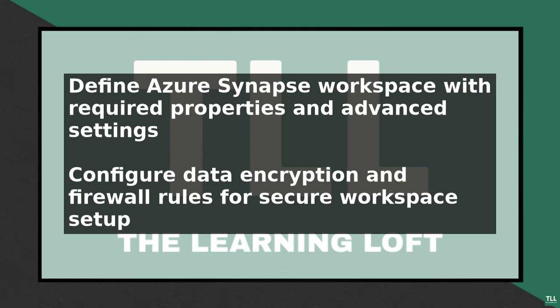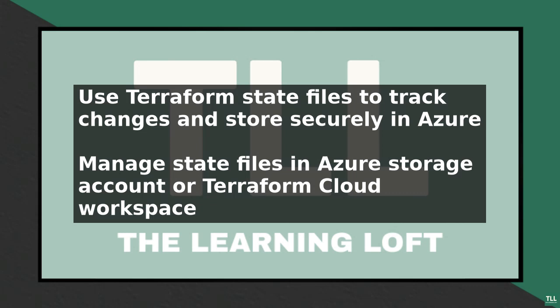To manage your Azure Synapse resources efficiently, use Terraform state files to track changes and dependencies. Make sure to store your state files securely, such as in an Azure storage account or a Terraform cloud workspace. Another critical best practice is to use version control systems like Git to manage your Terraform configurations. This allows you to track changes, collaborate with team members, and maintain a version history of your infrastructure.